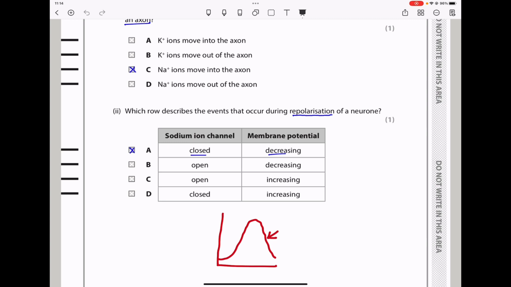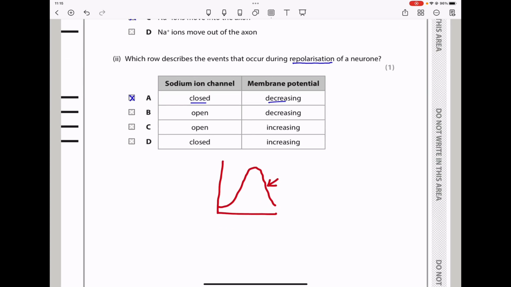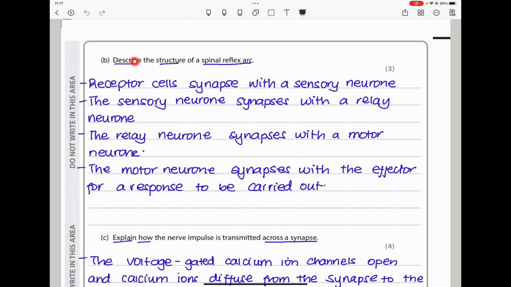So they're asking which row describes the events that occur during repolarization. In repolarization, sodium ion channels are going to be closed and the membrane potential decreases. You can see, of course, this is going down. So no more sodium ions are coming into the membrane to prevent the potential from increasing. Moving on. In part B, describe the structure of a spinal reflex arc.